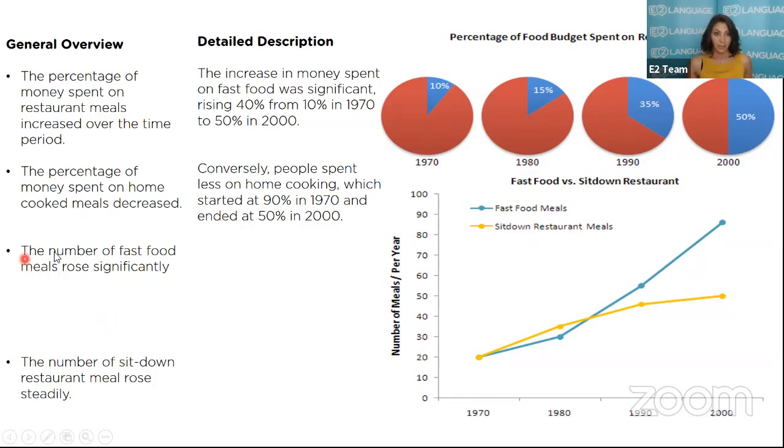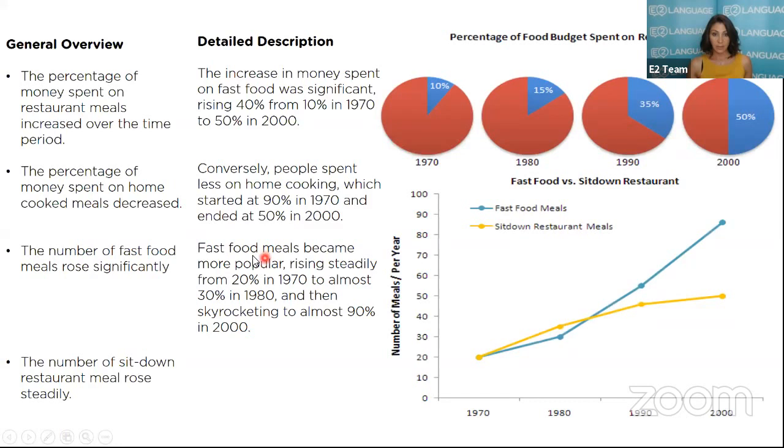Next point is the number of fast food meals rose significantly. Okay, so now I'm looking at this part, at the line graph, and I need to give evidence for that in my detailed description. So my evidence is fast food meals became more popular, rising steadily from 20% in 1970 to almost 30% in 1980, and then skyrocketing to almost 90% in 2000.